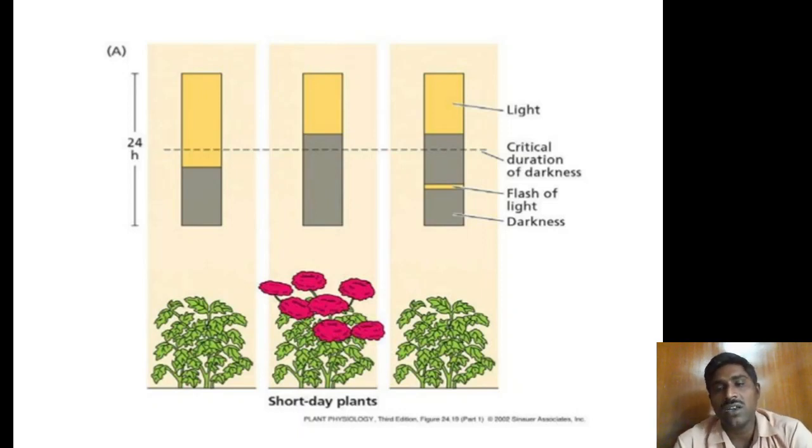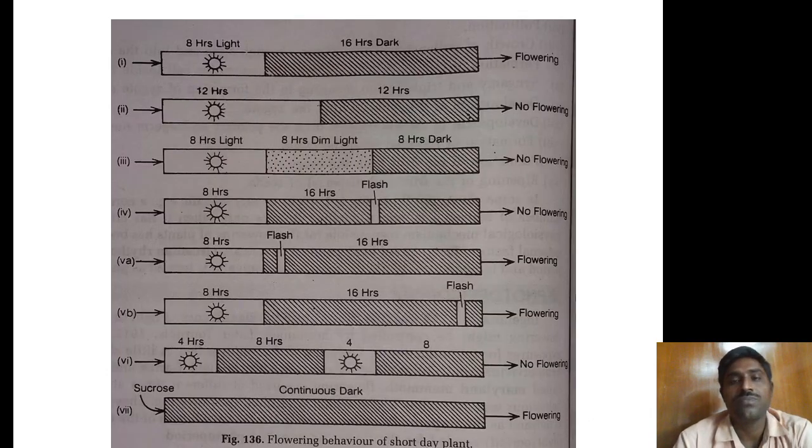In the last figure, the third one, you see that the amount of night is more than 14 hours, but the dark period is interrupted with a flash of light for a few minutes, and there is no flowering response. From these experiments, we can conclude that along with the day length, a continuous night without any interruption is also an important factor to initiate the flowering response in plants.